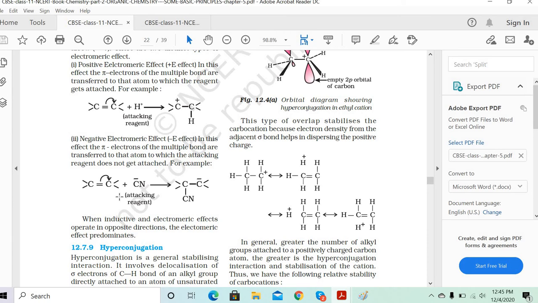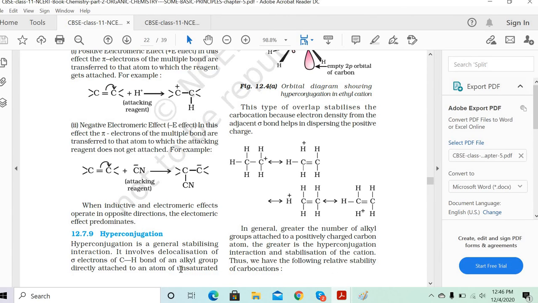When the inductive and the electromagnetic effects operate in opposite directions, the electromagnetic effect predominates. So the electromagnetic effect is more powerful than the inductive effect. The inductive effect is generally taken in the same bonds, with slight positive and slight negative charges. But the carbon which has taken more electrons and gets the charge because of the transfer of the electrons has the more effect. That is more powerful than the inductive effect.